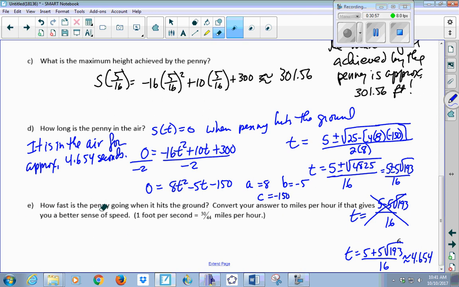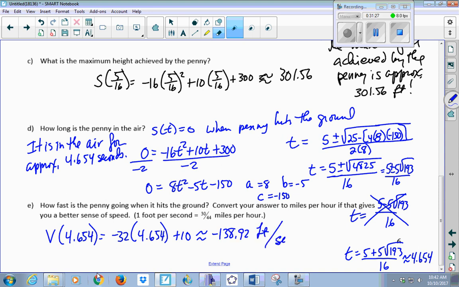Okay, so how fast is the penny going when it hits the ground? Okay, so how fast is it going? Oops, that's velocity. So when it hits the ground, I know my time is approximately 4.654. So it's negative 32 times 4.654 plus 10, which is approximately equal to negative 138.92. And remember, this is in feet per second.